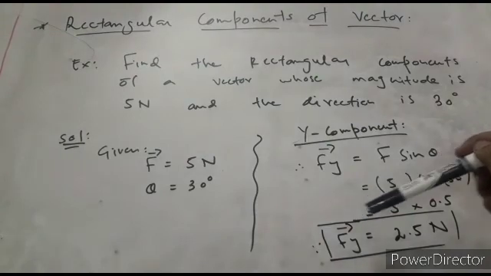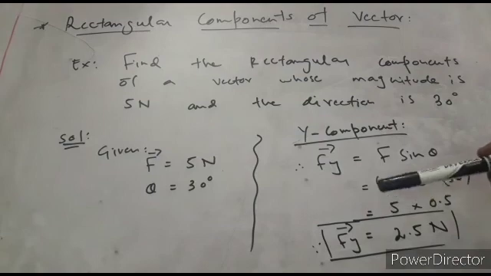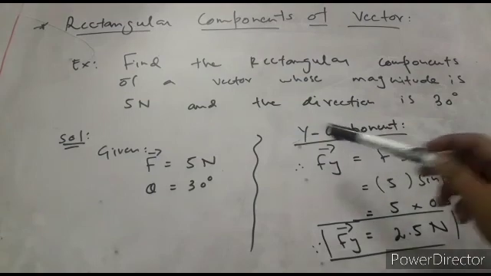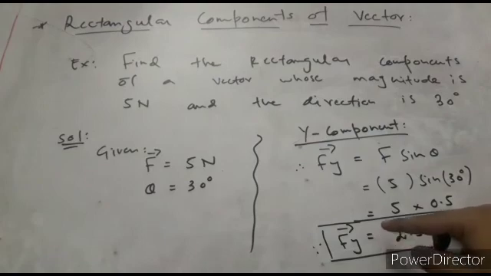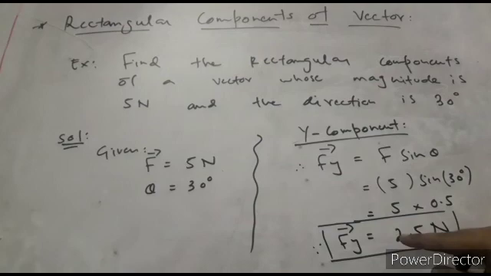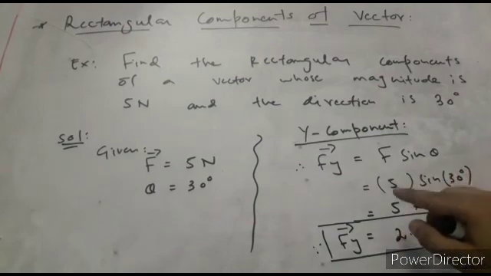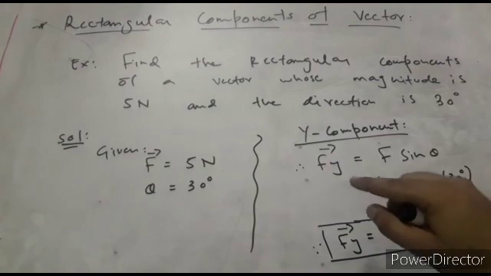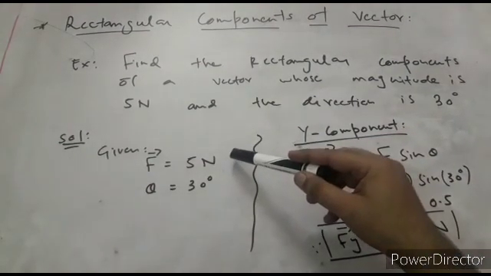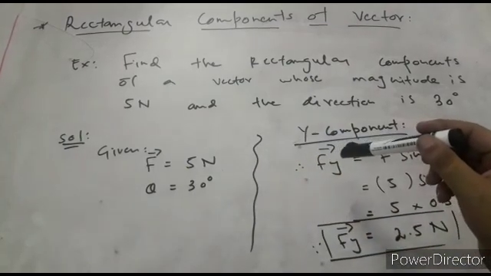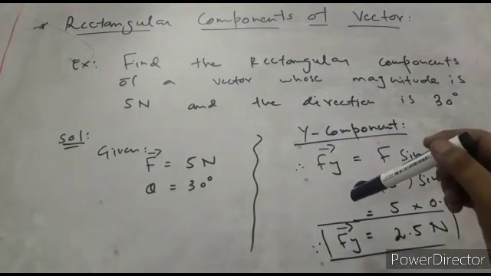We can also see that if we add this y component and x component, we will not get the same value of 5, because the x component was 4 point something and the y component is 2.5. If we add them, we will get around 7. So we cannot add these components and get the resultant by simple mathematical rules. We have to add them by the head to tail method.